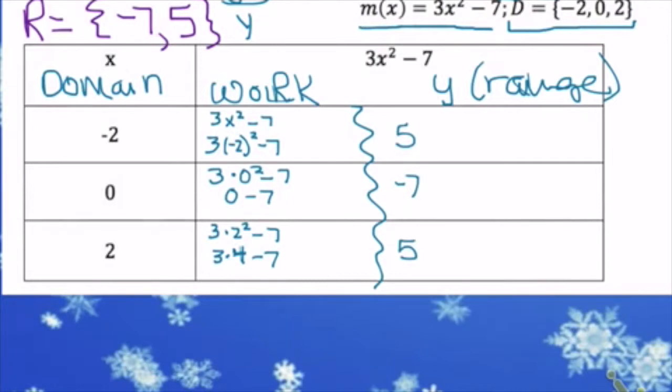Remember, this is still a function. We can have repeated y values as long as each x has its own y value. We can't repeat the x values if the x values have a different y.